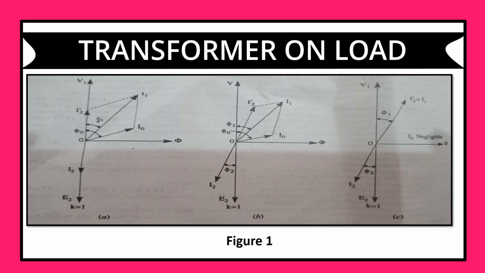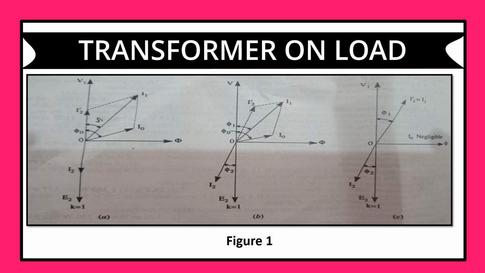In figure 1b, it is an example of inductive load. I2 lags E2, actually it is V2, by phi sub 2. Current I sub 2 prime is antiphase with I sub 2 and equal to it in magnitude. The total primary current I sub 1 is the vector sum of I sub 0 and I sub 2 prime and lags behind V1 by an angle of phi sub 1.